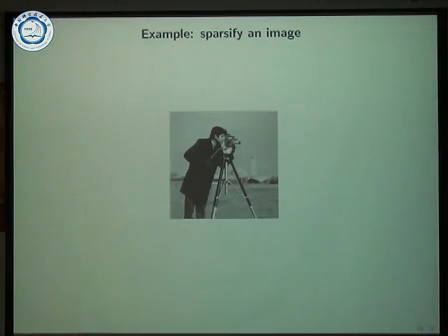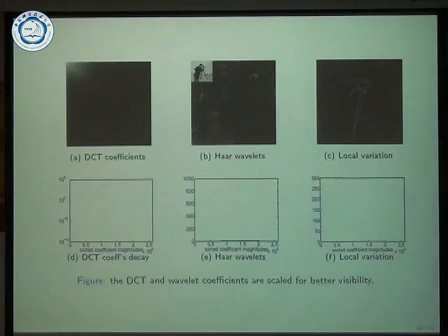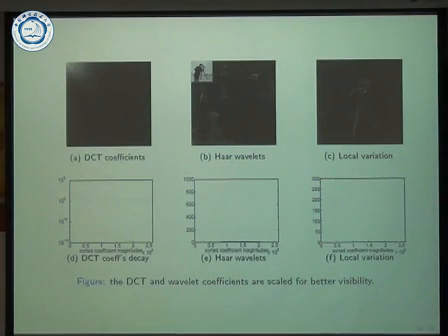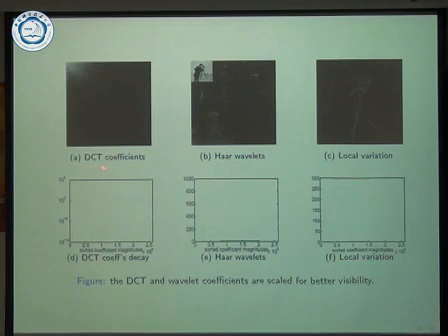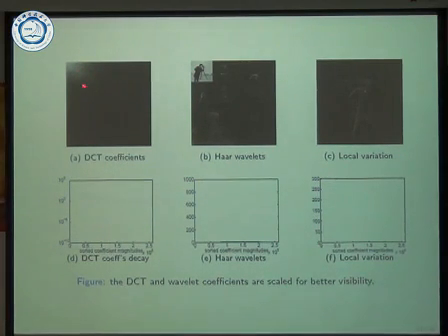Here's an example, and after this example, I'll give you a break. This is a famous image called the cameraman. Very famous. Then I do 3 different transforms: a DCT transform, a Haar transform, and I take the local variation, the gradient of this image. And these are the pictures corresponding to the coefficients. For the DCT coefficients, everything is clustered in this corner, and as you move away from this corner, it decays.